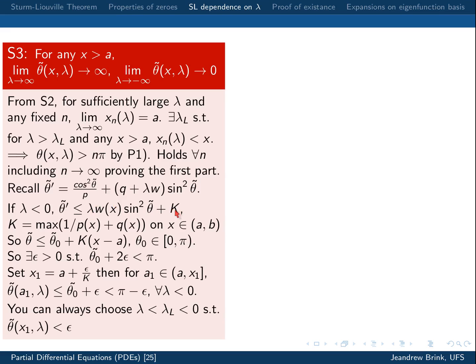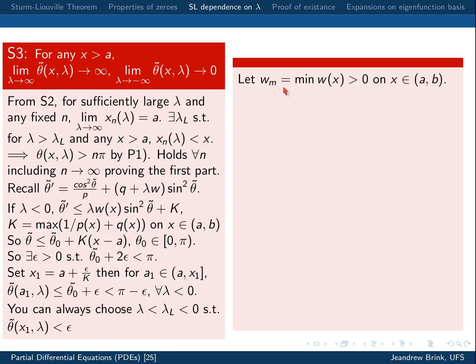We're going to find the condition on lambda, basically how big we must choose lambda so that this thing is negative enough to not only cancel k, but to make sure that theta tilde at x1 becomes less than epsilon. And we once again can use the comparison theorem for that. So to see how we choose that lambda L, let's let Wm be the minimum of W(x) on x in [a, b], so the whole domain.